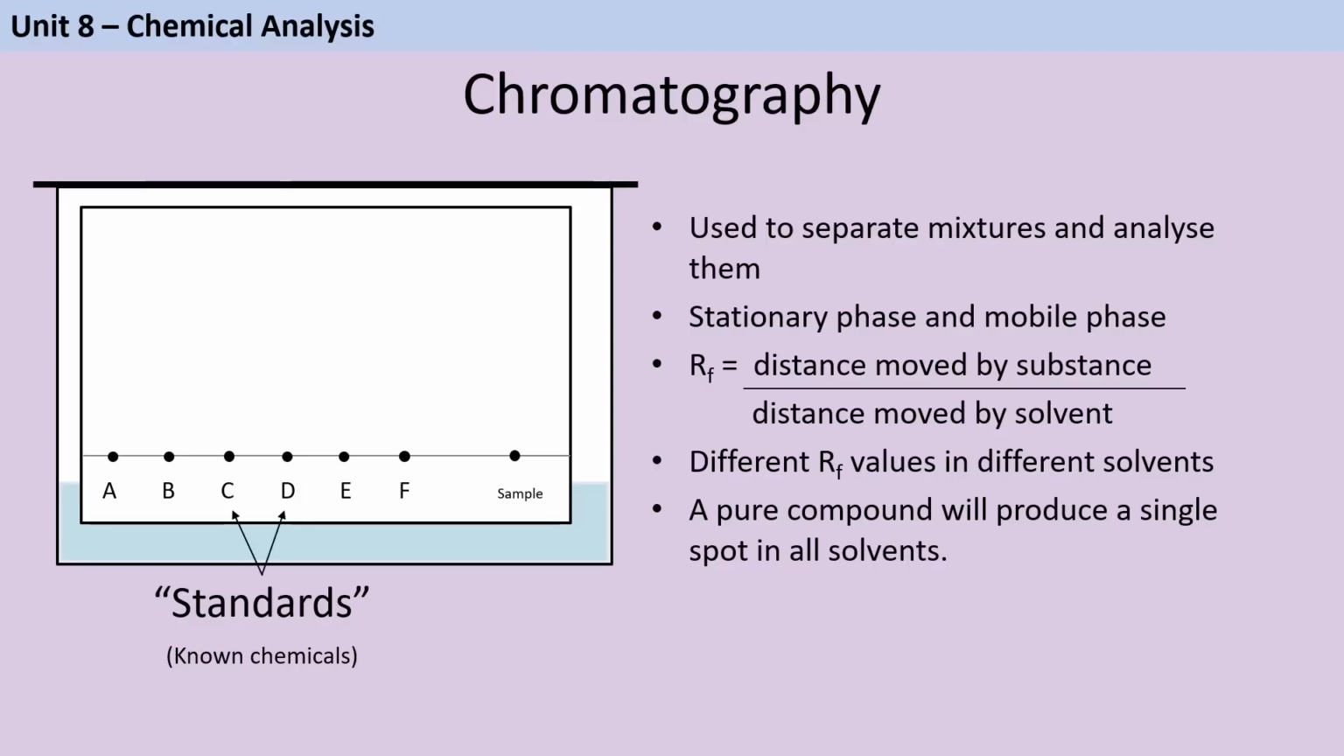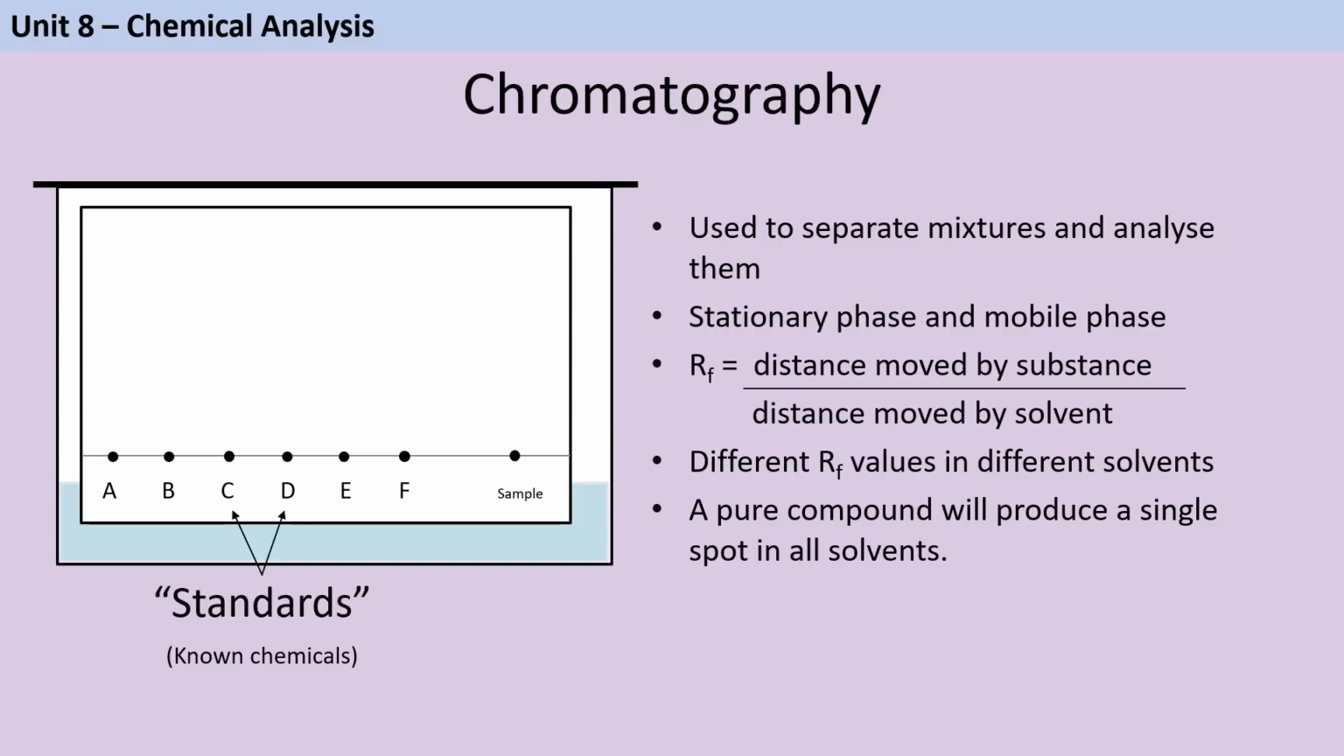There are several different types of chromatography, but in GCSE you're most likely to have met paper chromatography, which forms the basis of the required practical. All types of chromatography are used to separate out mixtures and then to analyse what is in them. They all make use of a stationary phase, which remains still, and a mobile phase, which moves through the stationary phase, transferring the sample.